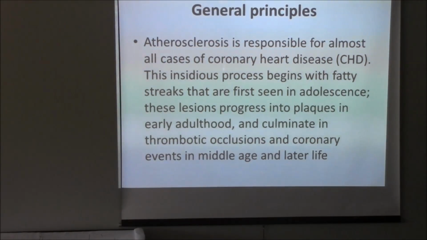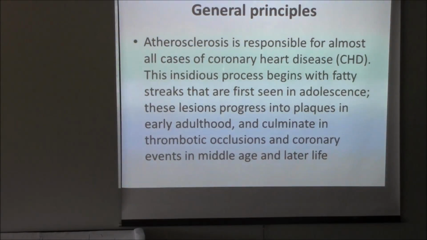It's an insidious or slow-growing process. It begins with fatty streaks that are first seen in adolescence. And that's important because our teenagers that are overweight and don't eat right, we're really setting them up for this whole process later on in life.